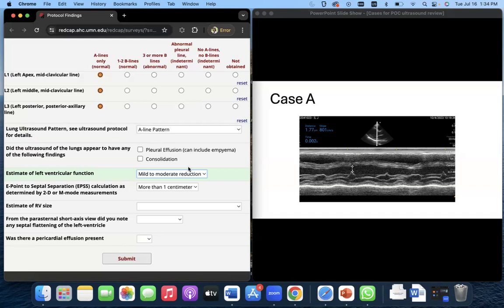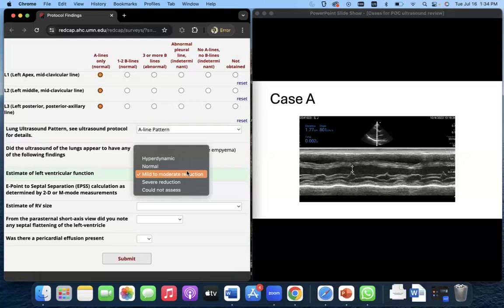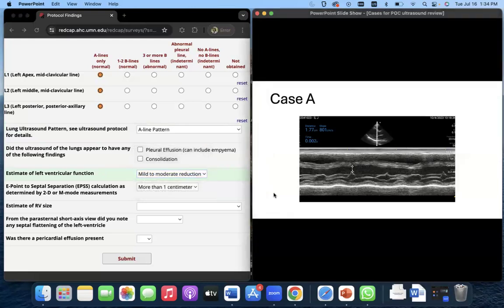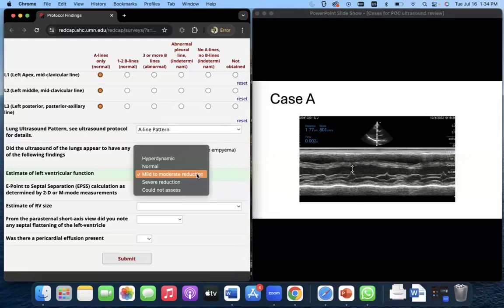Would you say mild to moderate or severe? I would take this, and then I'd also look at my parasternal short axis, and then we'll make that determination.